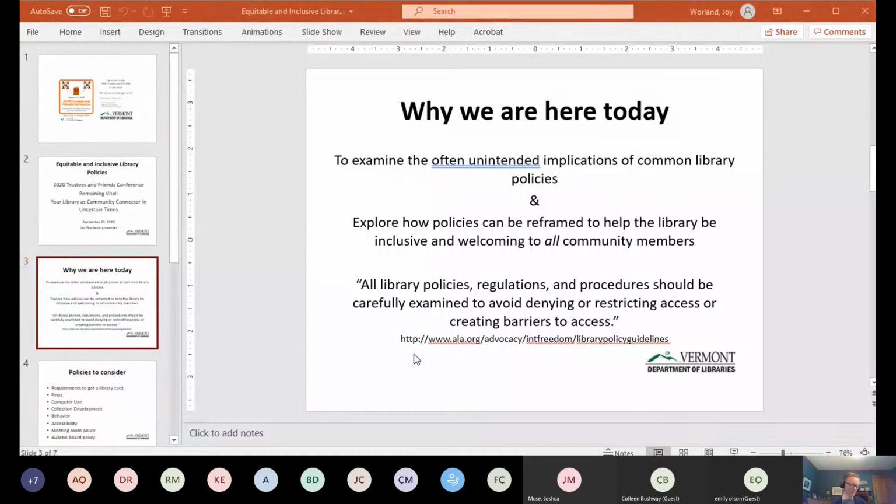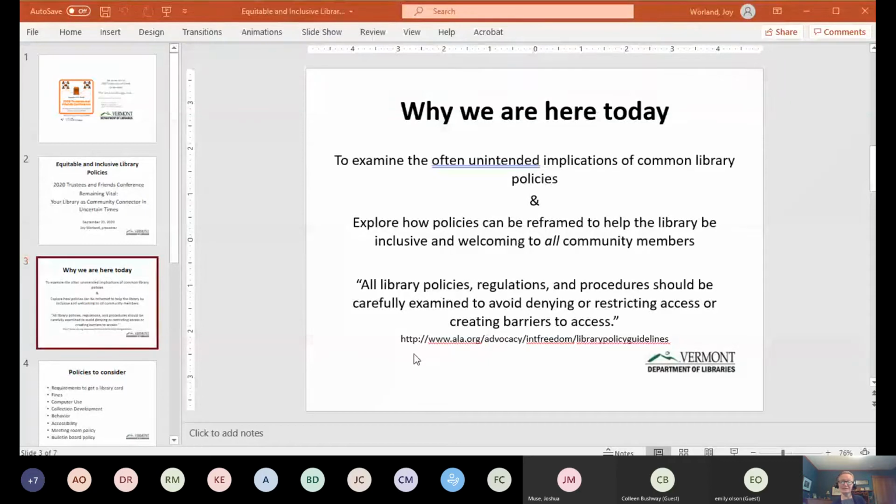One of them is that there are a lot of libraries that have a policy against sleeping in the library. This tends to be very popular in urban settings where there's sometimes tension between library staff and people who might be experiencing homelessness or don't have places to go. But it happens in Vermont too, there are libraries that have that policy. And if you have a policy like that, how are you going to enforce it?